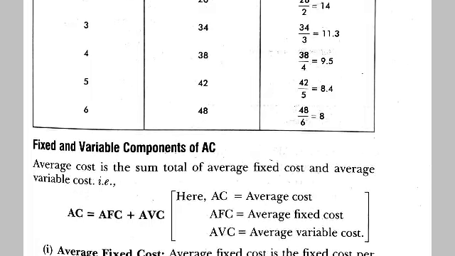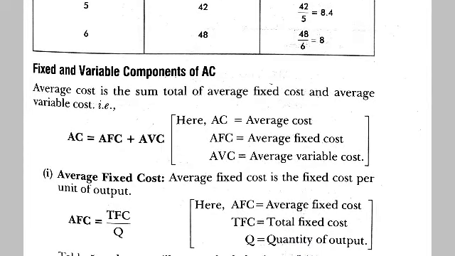Fixed and variable components of average cost. Now we will see the fixed and variable components of the average cost. Average cost has two components: average fixed cost plus average variable cost. Average cost is the sum total, or the aggregate, of average fixed cost and average variable cost. Average cost is equal to AFC plus AVC. AFC means average fixed cost, AVC means average variable cost.